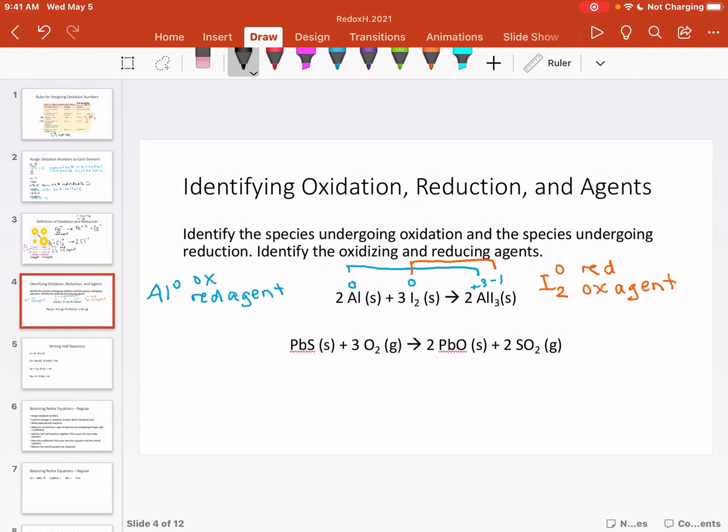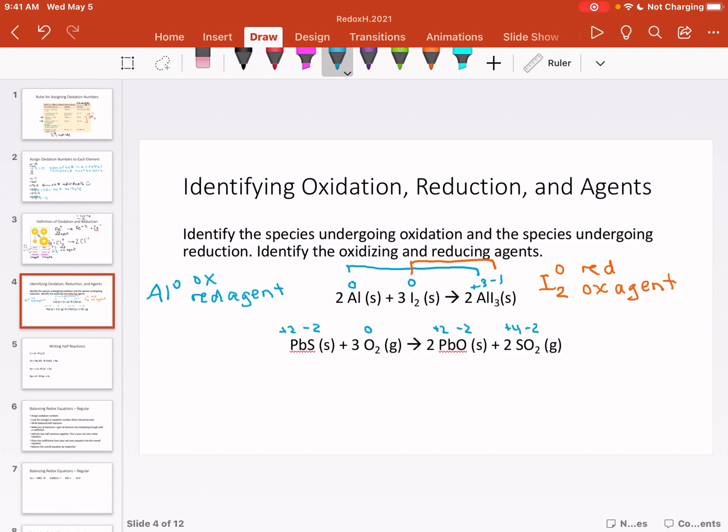We've got lead is +2 because sulfur is -2. Oxygen standalone, 0. Lead +2, oxygen -2. Oxygen here -2, but I have 2 of them, so that's -4. So each sulfur there is +4.